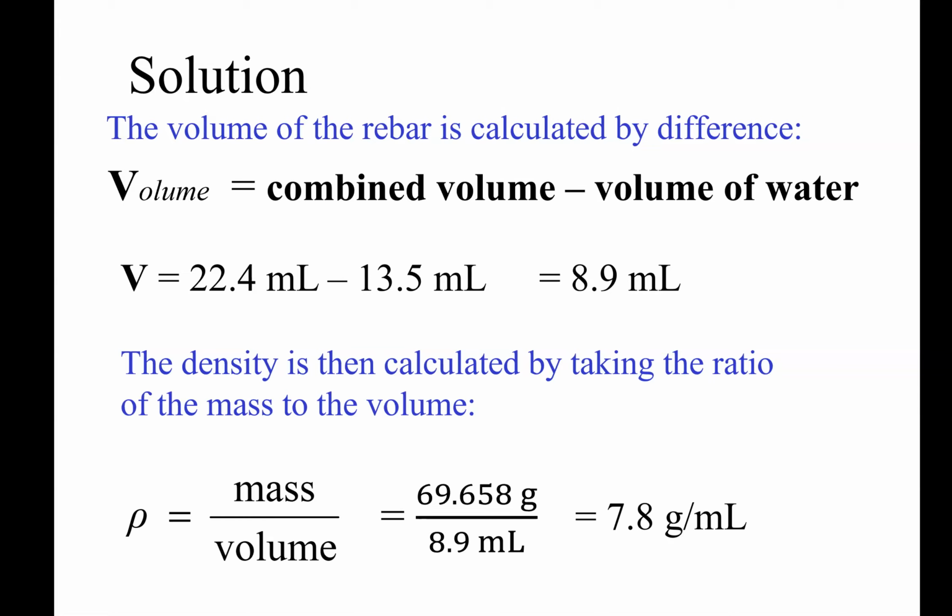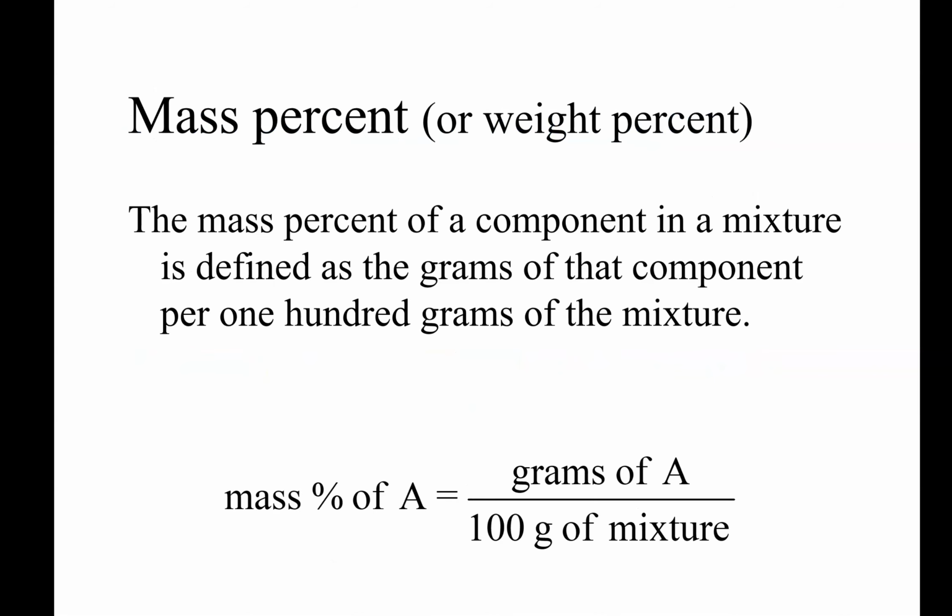Gonna switch gears now. I want to do a different type of problem before we go on to factor label. I want to talk a little bit about mass percent. Percent by definition means parts per 100. So by definition, and we're going to look at a Clorox bottle here in a minute, it gives the ingredient in weight or mass percent. Weight percent and mass percent mean the same thing.